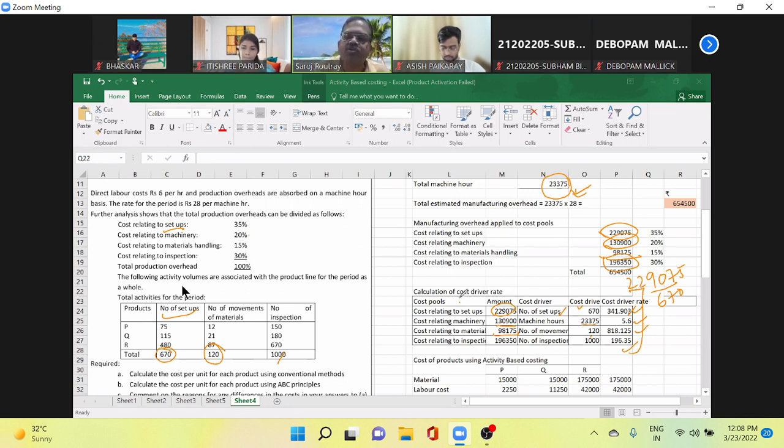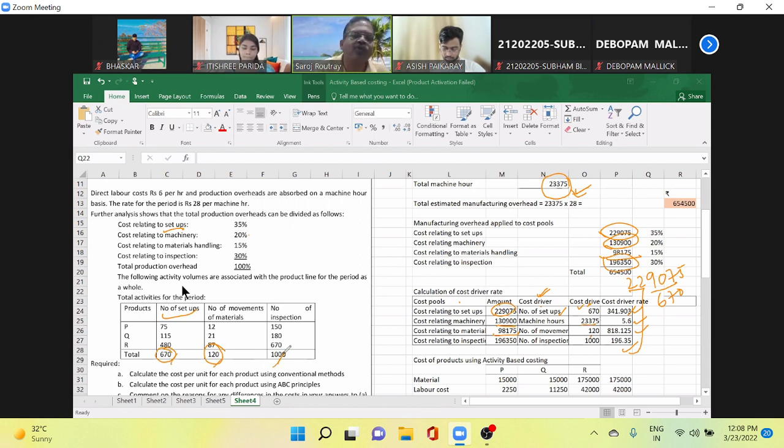So the cost pool, the amount, the cost driver, which is also called the activity measure, divided by the cost driver volume. And then this is the cost driver volume, then the cost driver rate. So this is your total volume.